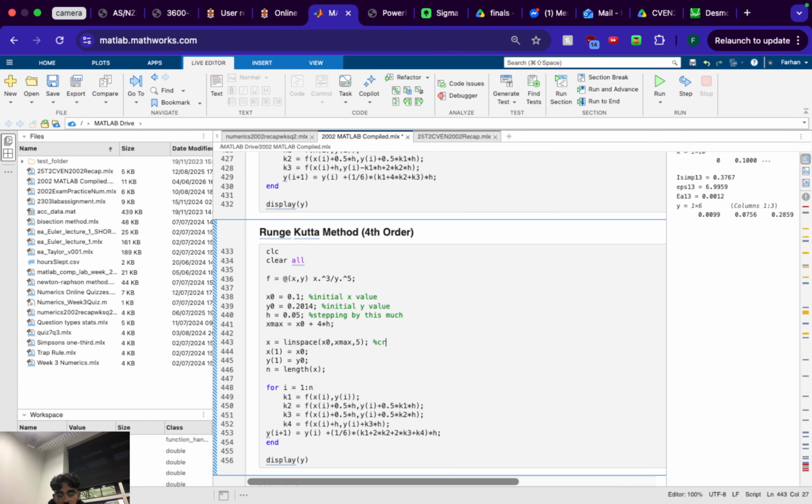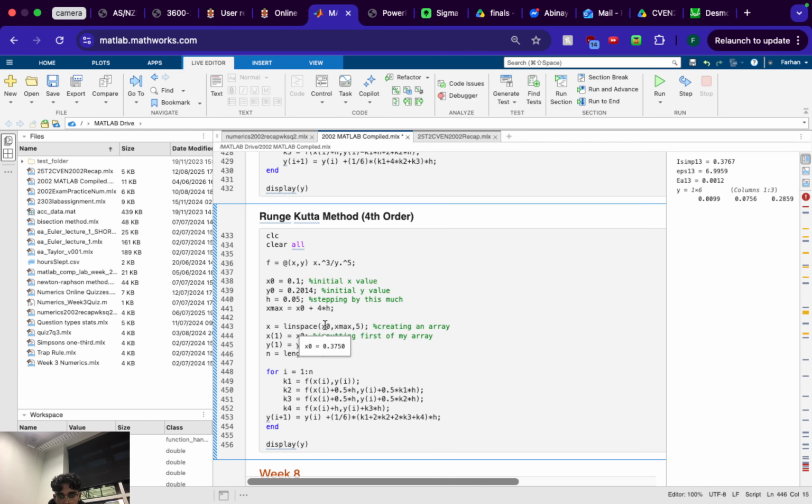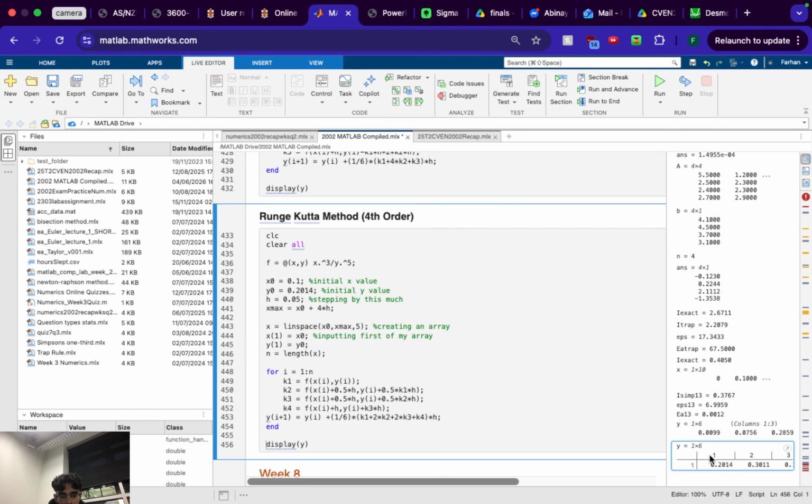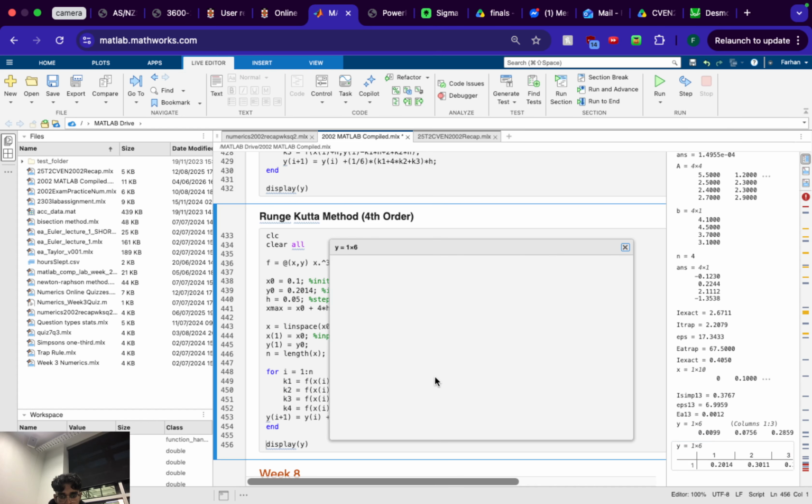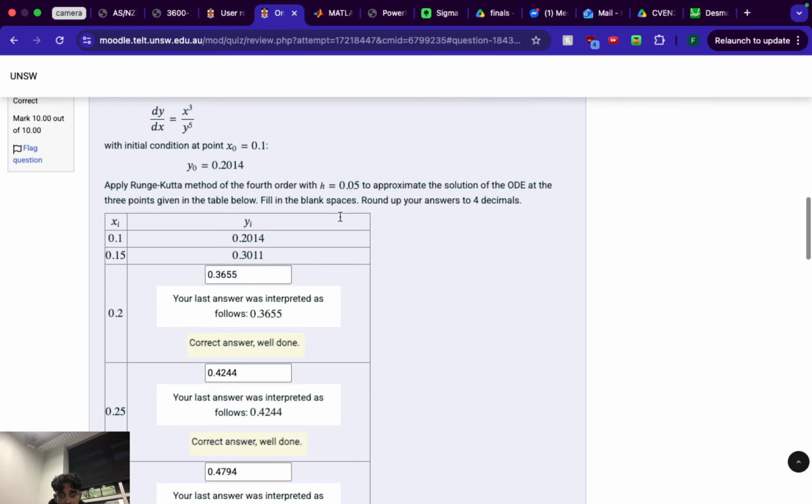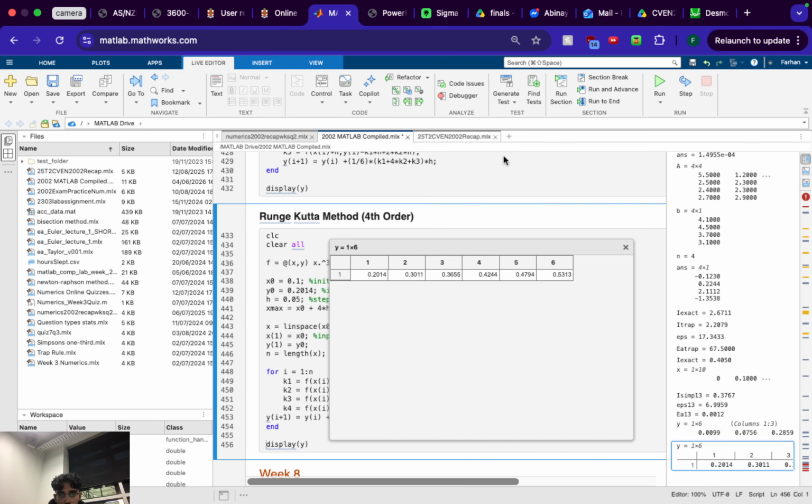Over here, what I'm doing is creating an array, and then this is inputting the first value of my array. See how I've got an array here, and then I'm just going to run it and get my value here. Surely it matches up. 0.479. Yep, all good.